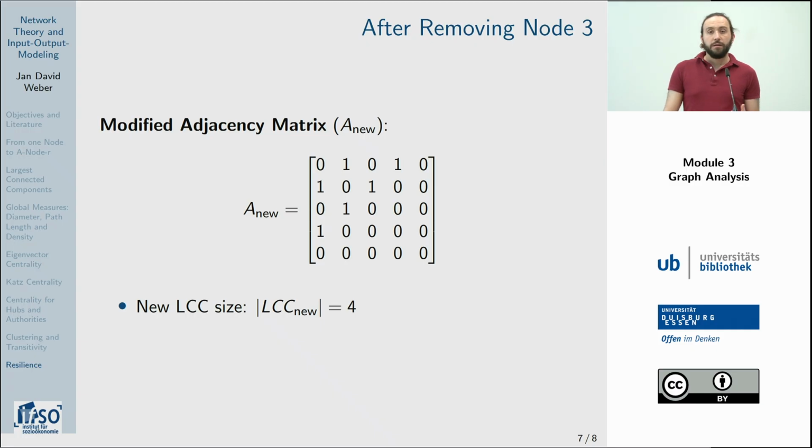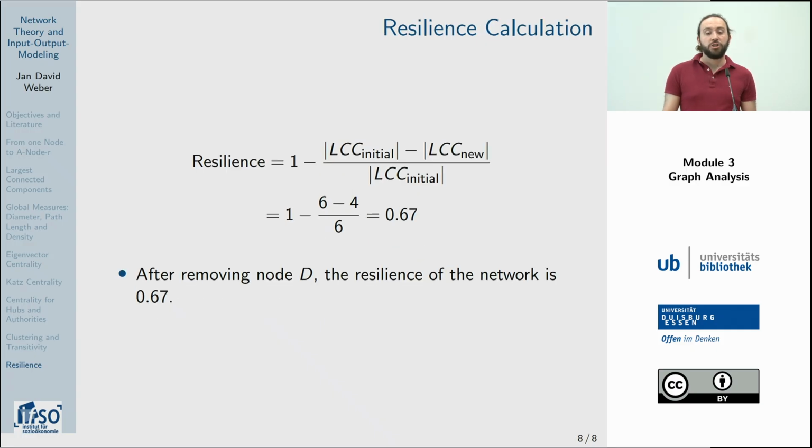And we then calculate the change, or the resilience, of the largest connected component, comparing the initial one with the new one. And what we see here after removing node D is that the resilience of the network is 0.67. And this is just for the resilience of node 3. What we can do, and quite often do in real life, is go over every node and calculate the resilience there, and then take the average, for example.